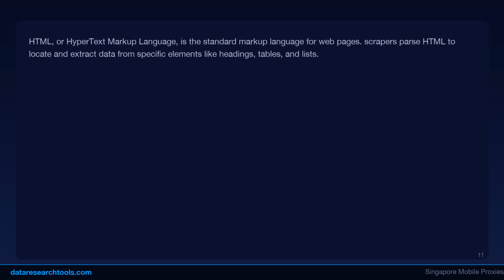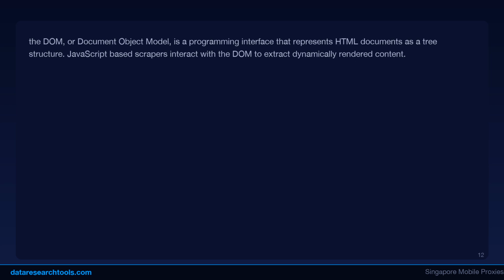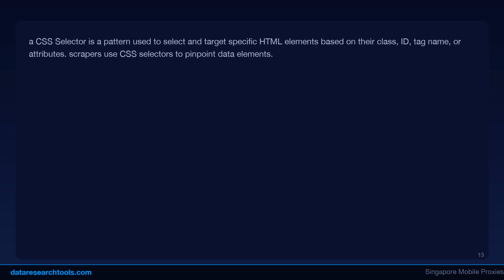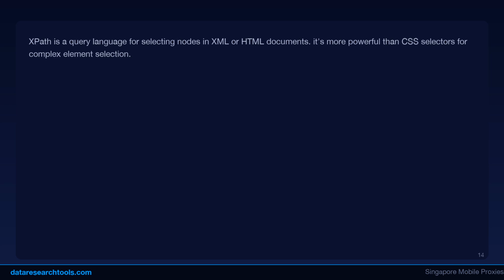Now let's move into HTML and page structure terms. HTML, or hypertext markup language, is the standard markup language for web pages. Scrapers parse HTML to locate and extract data from specific elements like headings, tables, and lists. The DOM, or Document Object Model, is a programming interface that represents HTML documents as a tree structure. JavaScript-based scrapers interact with the DOM to extract dynamically rendered content.